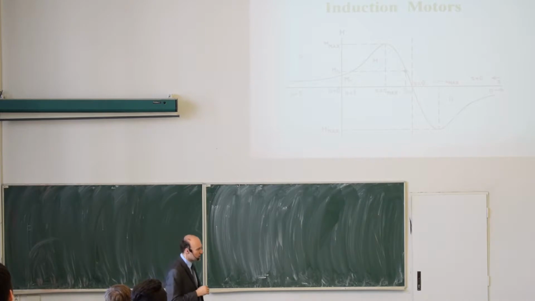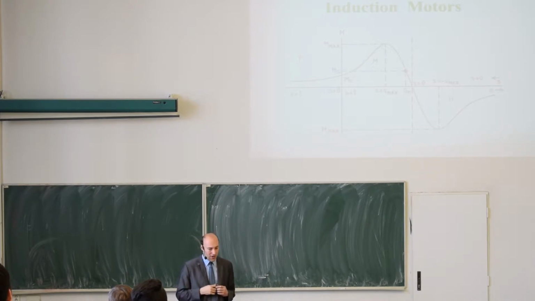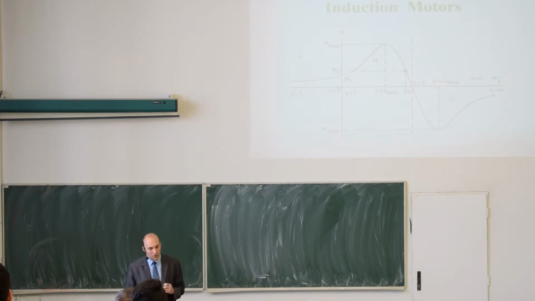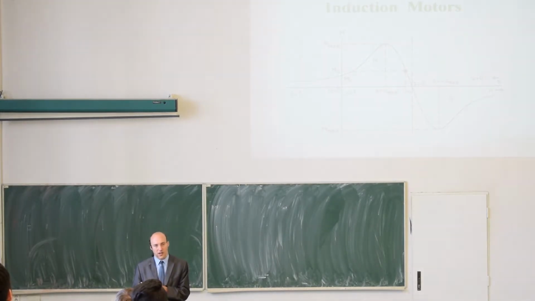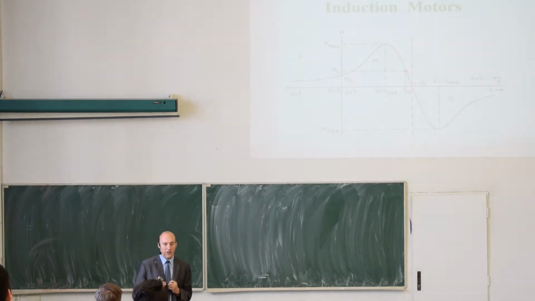We can use the induction motor as a generator, which means we will be mechanically driving the shaft to a higher than synchronous speed. If I have some mechanical source, like a turbine or some wheel or whatever you can imagine, we can drive the motor above the synchronous speed that is given by the frequency of the power network, and it will produce power, so it will be working like a generator.